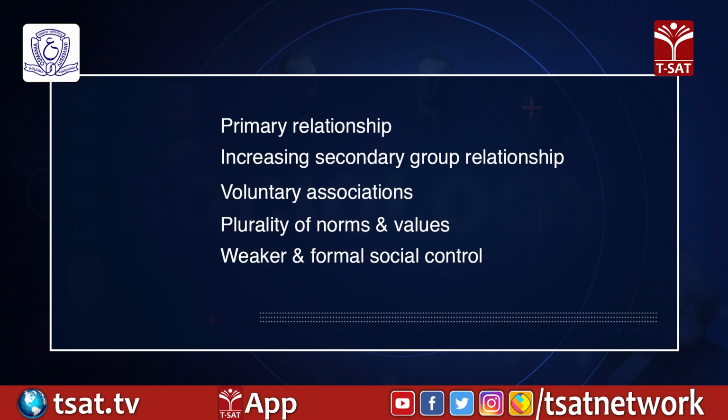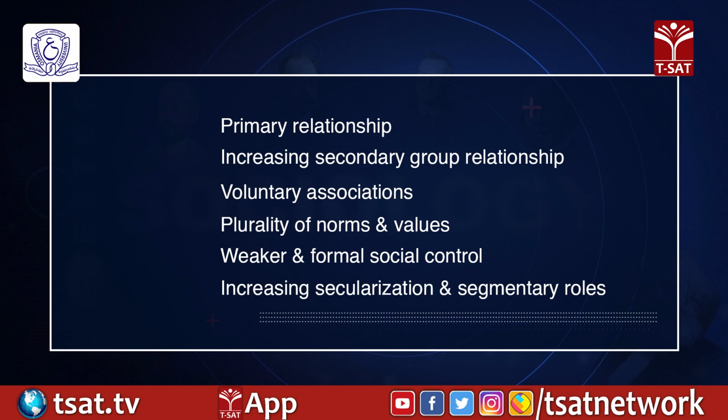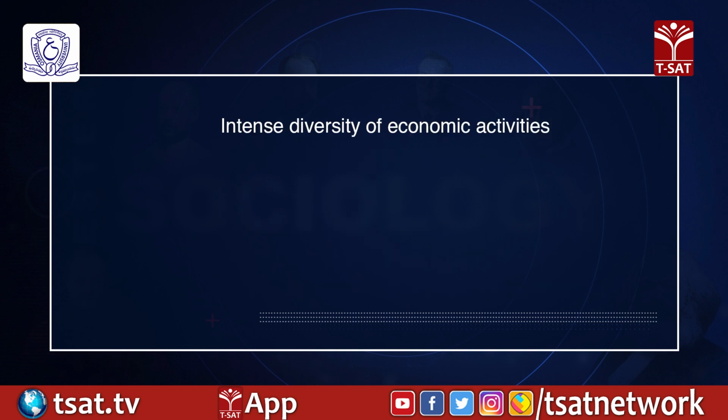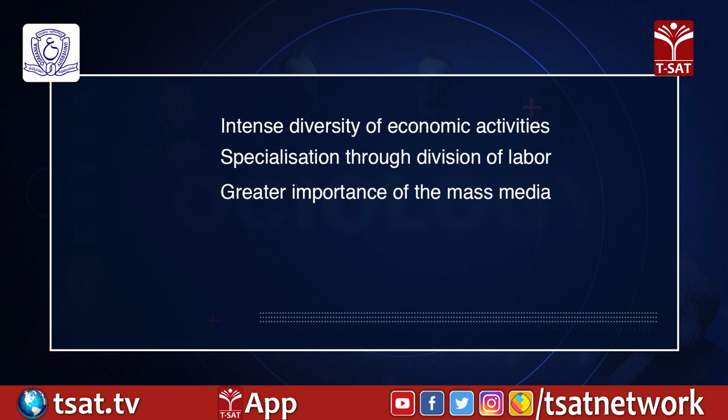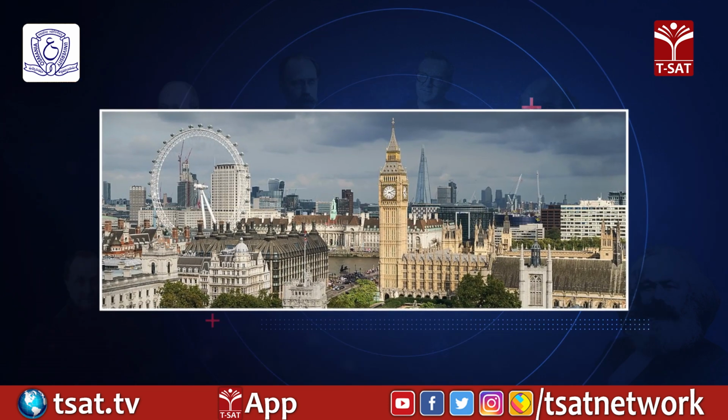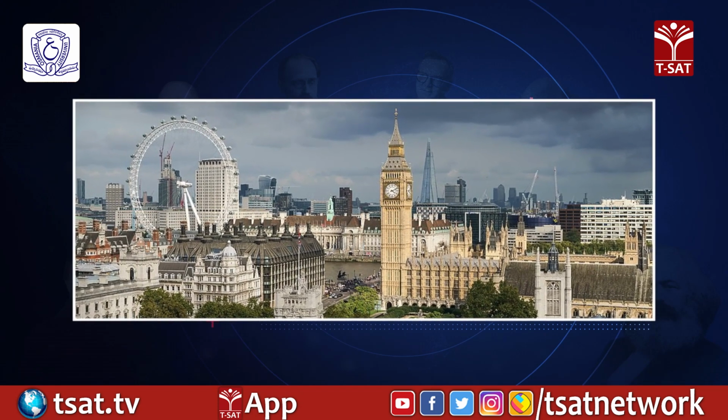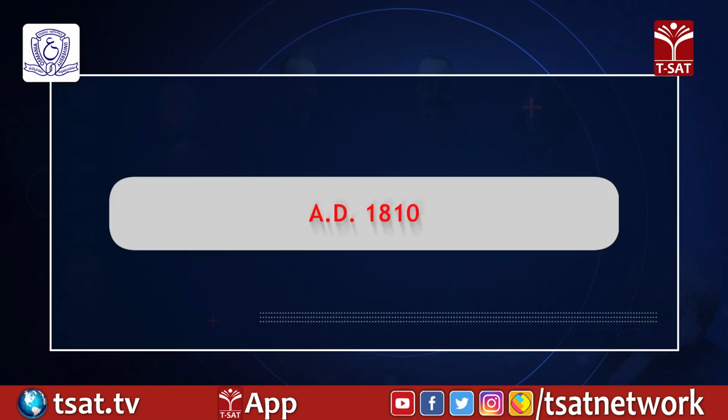weaker and formal social control, increasing secularization and segmentary roles, intensive diversity of economic activities, specialization through division of labor, greater importance of mass media, anonymity, individualism and materialism. The first urban settlement to reach a population of 1 million was the city of London around 1810 AD.